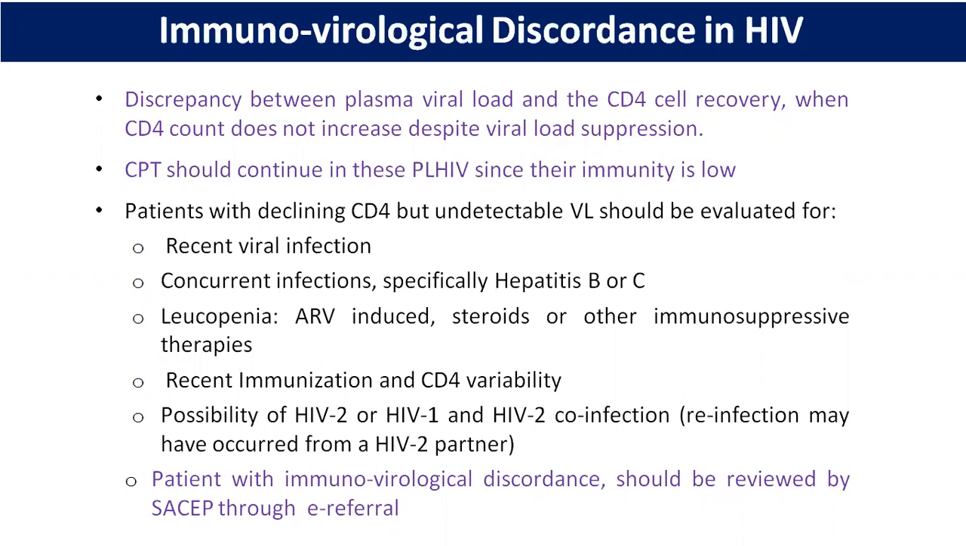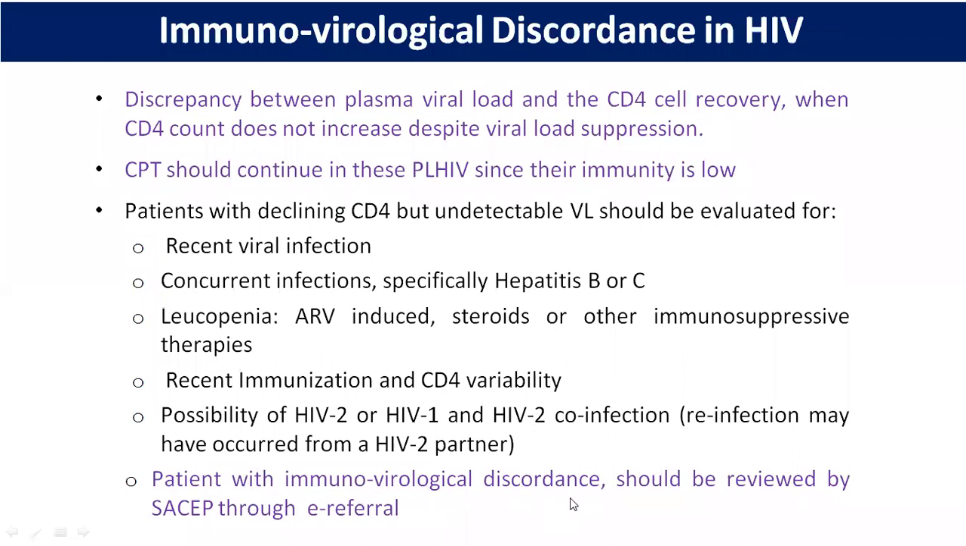Because HIV is taken care of. So the viral load is low, but CD4 is not increasing. Maybe there is some other infection which is suppressing the CD4 from rising. So it's very important to know the concomitant infection or co-infection. So recent viral infections, Hep B, Hep C, or drug-induced bone marrow suppression, is there or not. Recent immunization and CD4 variability are very important. Possibility of HIV-2 or HIV-1 and 2 co-infections.